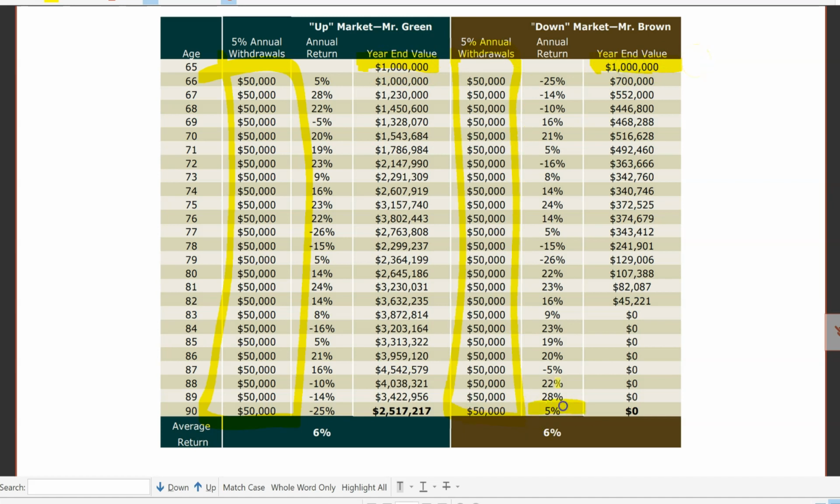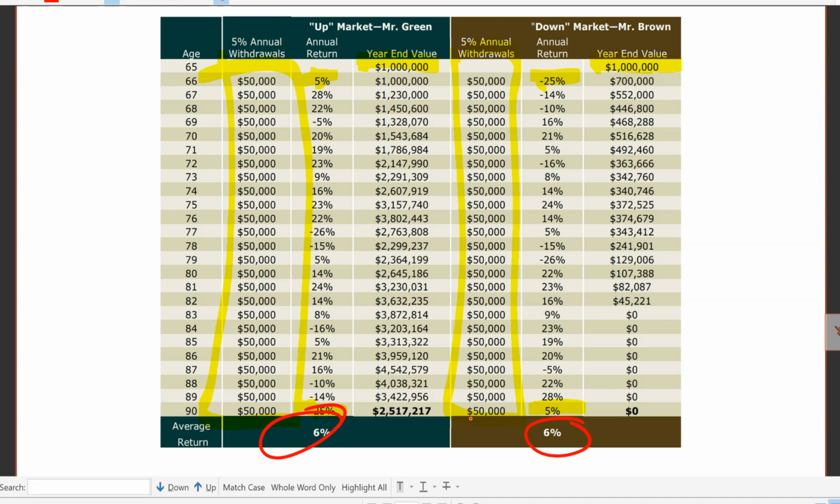The returns are exactly the same. They're just mirror images of one another, flip-flopped. The same average rate of return is identical from portfolio to portfolio. But what you'll notice is now that we're taking out money, the sequence in which you have negative and positive returns really starts to matter.